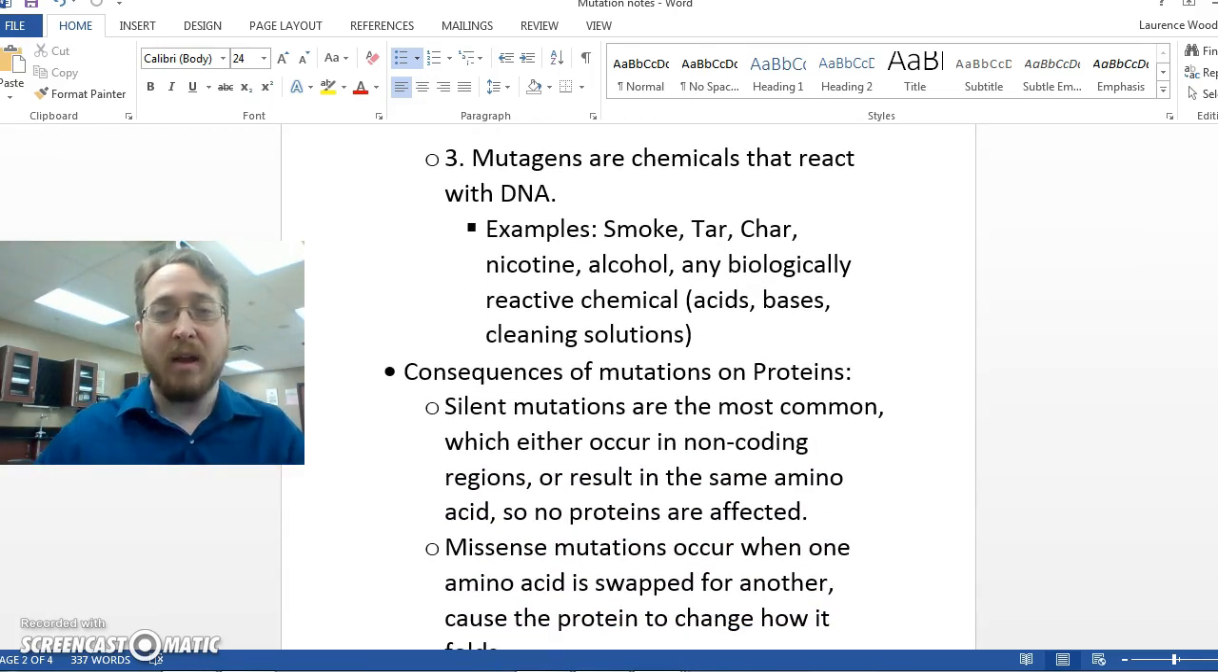3. Mutagens are chemicals that react with DNA. Examples of mutagens include smoke and tar and char and nicotine and alcohol and any biologically reactive chemicals such as acid, bases, or cleaning solutions. So things that can damage bodies can damage DNA, and there are some things that are particular.